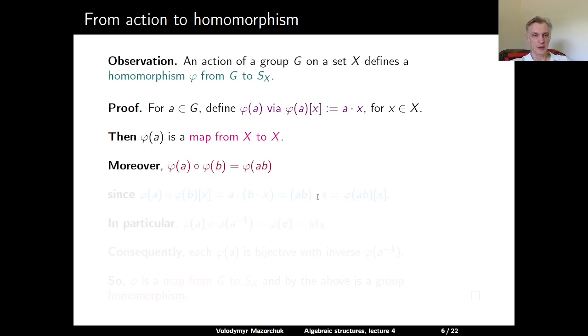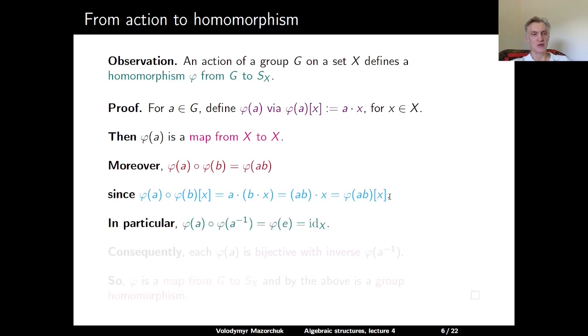Moreover, we will now check that phi of A after phi of B is equal to phi of AB. Indeed, phi of A after phi of B applied to x is by definition A acting on B acting on x. By the axiom, this is the same as AB acting on x, and this is equal to phi of AB applied to x. So in particular, phi of A after phi of A inverse is equal to phi of the identity, which is the identity on X. And so each phi of A is bijective with inverse phi of A inverse.